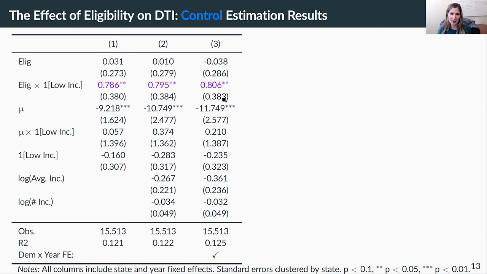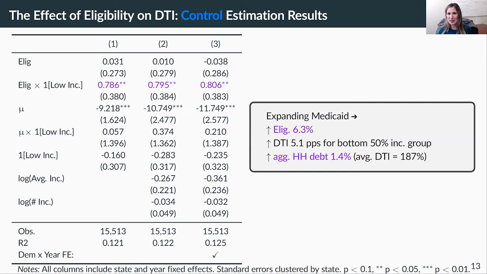Now, just to get a sense of magnitudes and get some more macro numbers, elsewhere in the paper, we estimate that expanding Medicaid increased eligibility about 6 percentage points. Now, multiplying that by our estimate here for these low-income folks that responded, this implies a 5 percentage point increase in DTI for this bottom 50% in the income group. So assuming that all the responses work through this bottom percent for aggregate household debt, this implies an increase of 1.4 percentage points in total household debt in the US. So again, we're finding a positive overall effect on debt here.